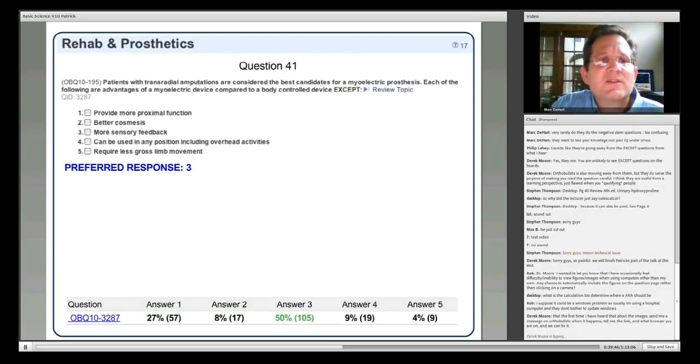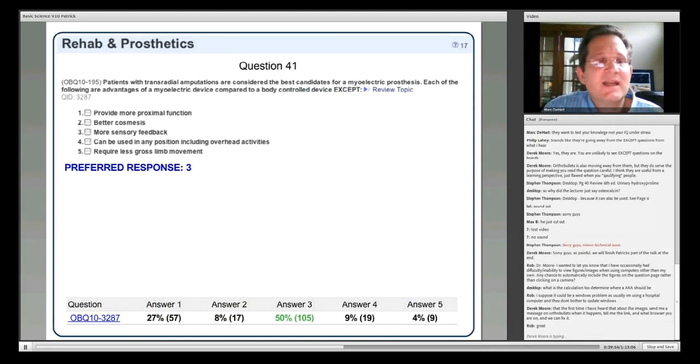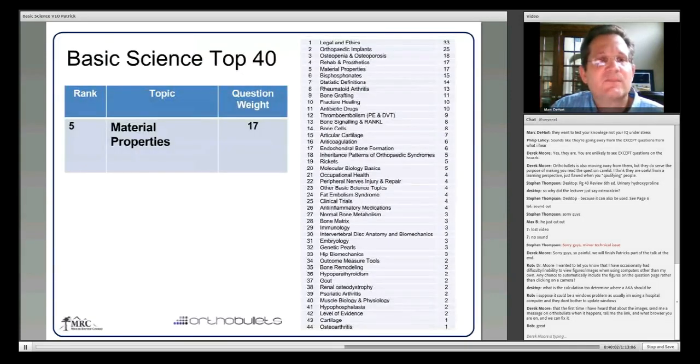So when we get back to the question, the answer, which was a little bit tougher for y'all, was number 3, more sensory feedback. The myoelectric doesn't provide any more sensory feedback, and the body cable device probably gives you a little bit of sensation because you have to use your arm to push around to make the clamp close.